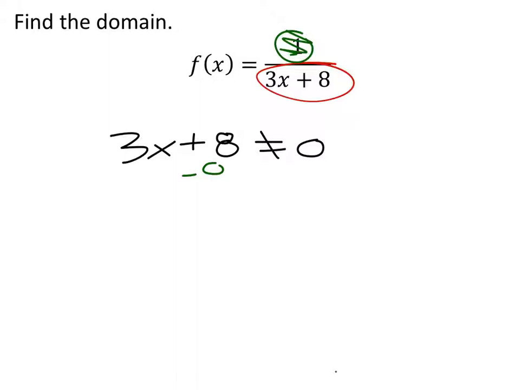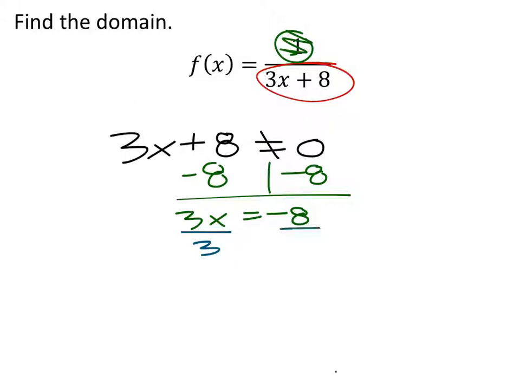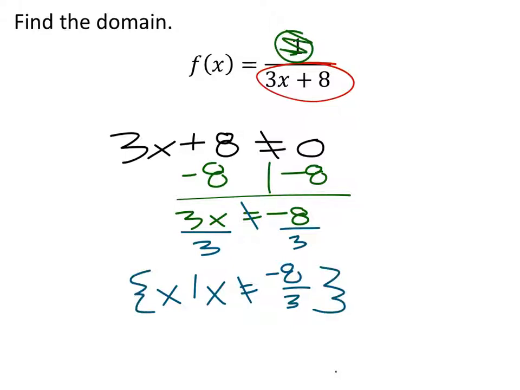So I would subtract 8 from both sides, and then divide by 3. So we've got x does not equal negative 8/3. I forget on the homework if they wanted that in that set builder notation stuff, like this with the inequality, right? So the domain is x such that x is just not equal to negative 8/3.